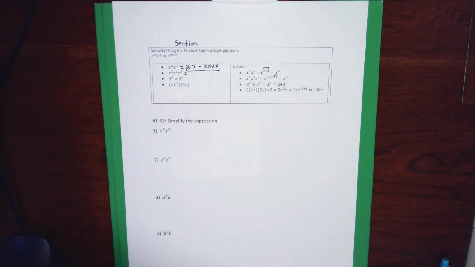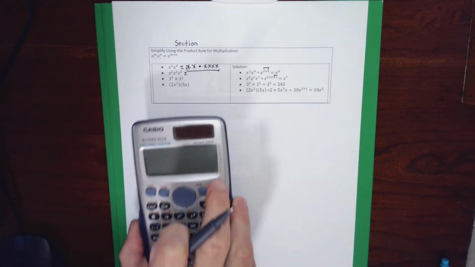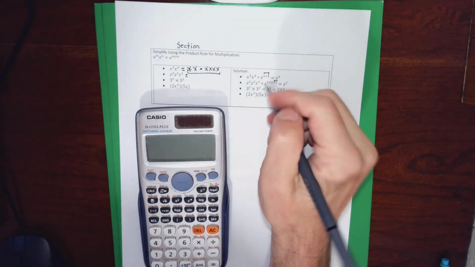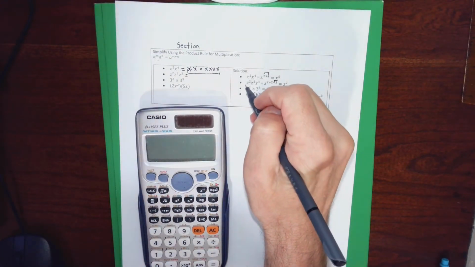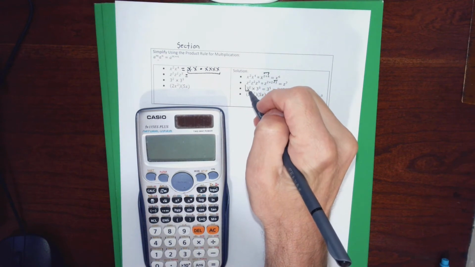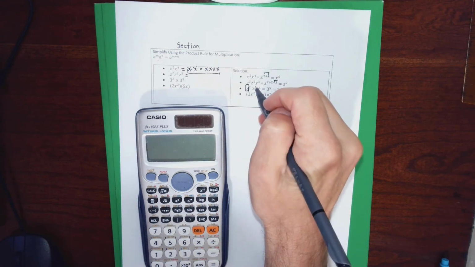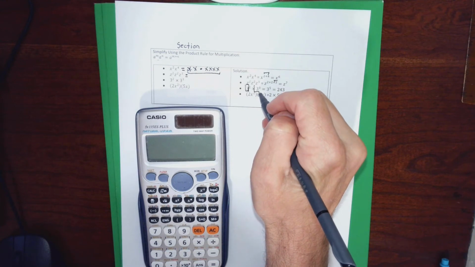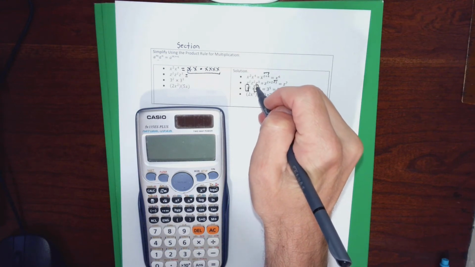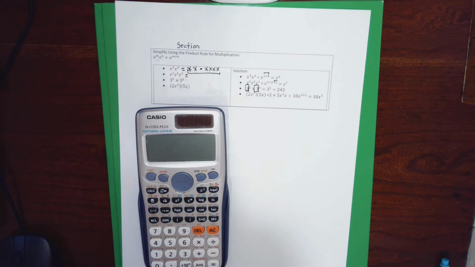With numbers, eventually I yank out my calculator. But for numbers, it works the same. As long as the bases are the same, when you're multiplying factors that have the same base but different exponents, we're going to add the exponents and fix the base.